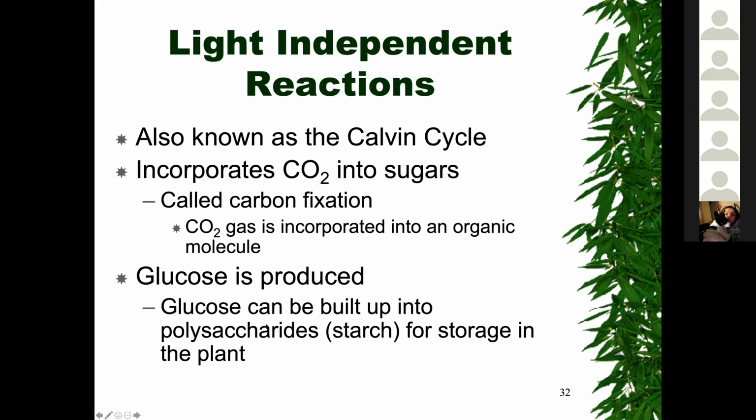Glucose is produced, and it can be built up into polysaccharides. For example, plants make starch. Animals might make glycogen. And polysaccharides are a form of storage. They store energy.